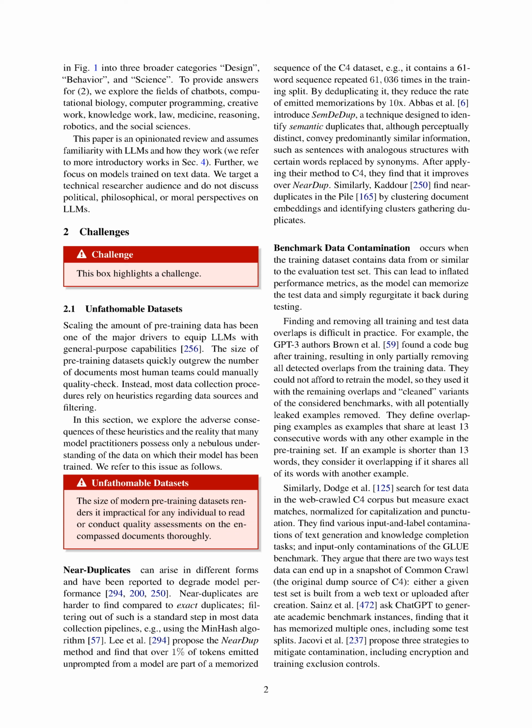Either the test set was built using text from the web, or the test set was uploaded to the web after it was created. They asked ChatGPT to generate examples of academic benchmarks and found that it had memorized several, including some from the test sets. To mitigate this contamination, they proposed 3 strategies, including the use of encryption and training exclusion controls.